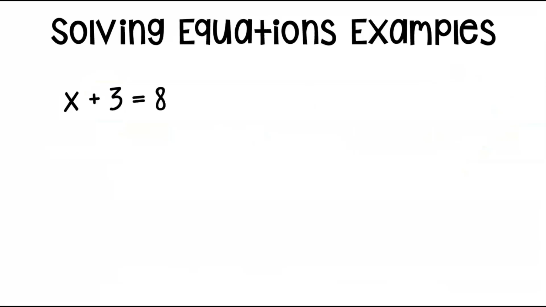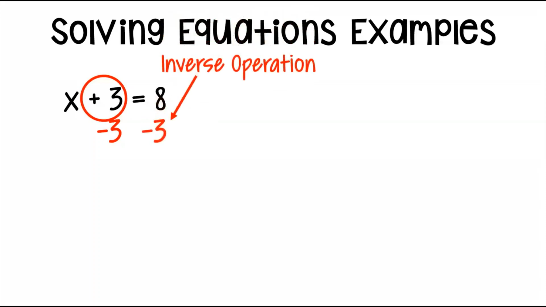All right, here's another example. x plus 3 equals 8. So the first thing we're going to ask ourselves is what's happening to the variable? It's being added by 3. How do we undo addition? We use the inverse operation, which is subtraction. And whatever I do to one side of an equation, I have to do to the other to keep it balanced. And then we do the math.